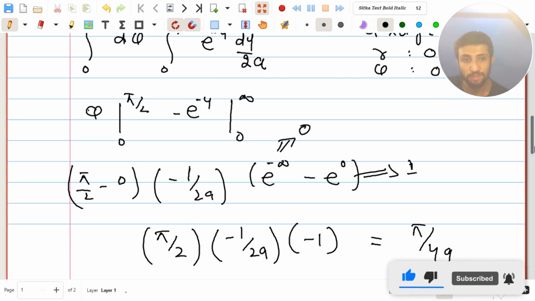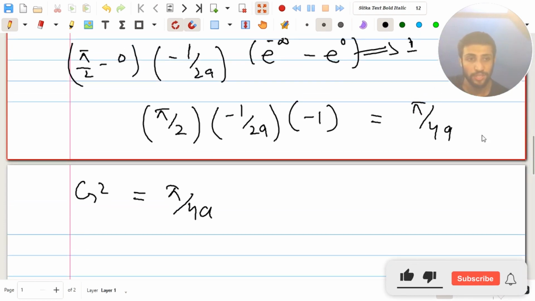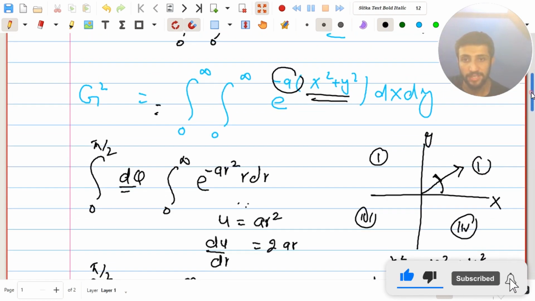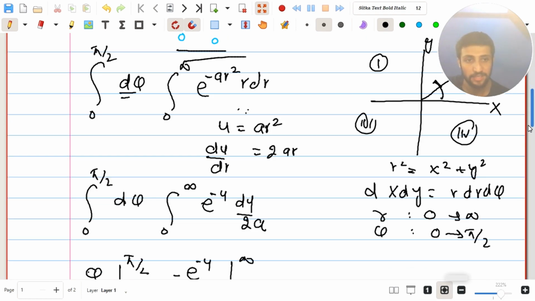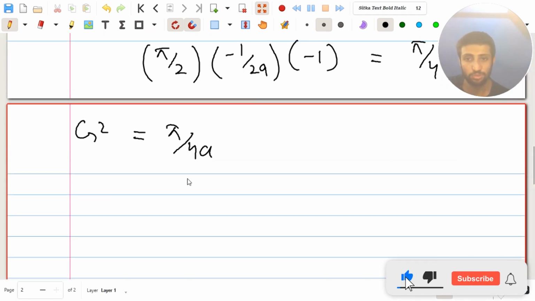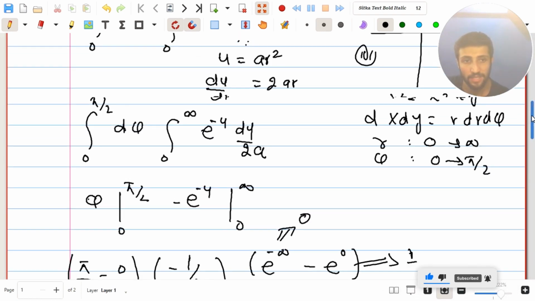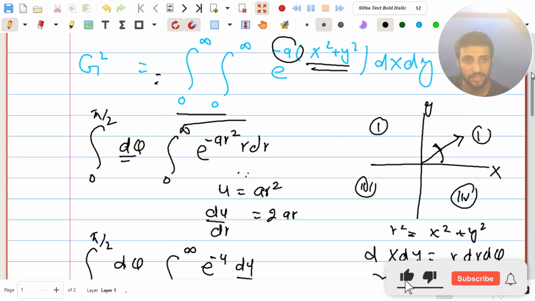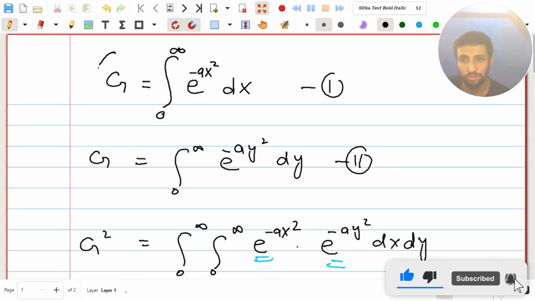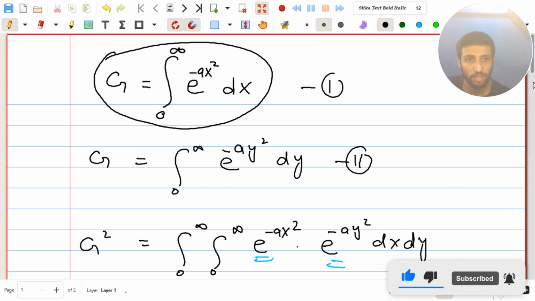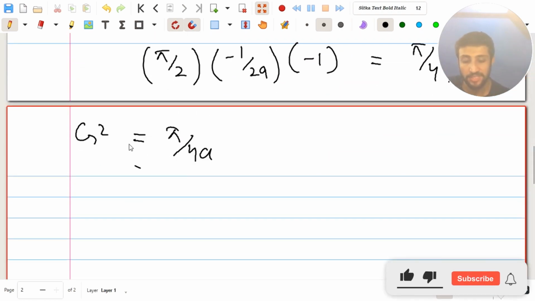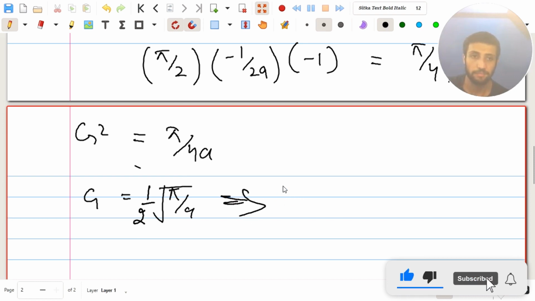That we initially assumed: when we multiplied those two integrals with each other, we got a double integral, and we solved the double integral, and we are getting g square is equal to pi over 4. Now to find the value of g, which is what I initially assumed, I will just take the square root. So g is equal to root pi into 1 over 2. So this is how you solve such integrals.